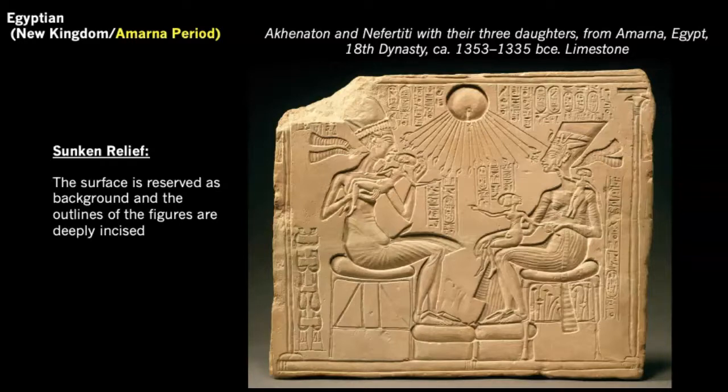So we've seen 3 different kinds of reliefs now. We have found relief, right? Those bison from prehistoric. We have high relief, Menkaure and Khamerernebty, and now we have sunken relief. Sunken relief, the surface is reserved as background, and the outlines of the figures are deeply incised or sunken.